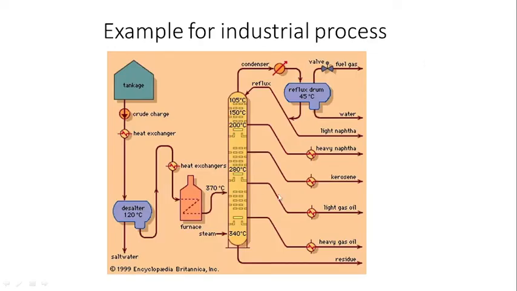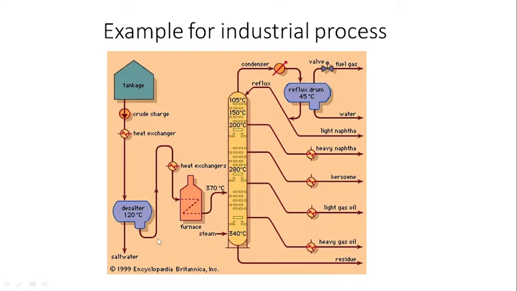This is an example of industrial process. Here we can see that crude oil coming from storage tank is desalted using desalter. Desalting is required to prevent the fouling of the tubes present in the downstream. If salt is present in the crude, then it will cause corrosion and fouling of tubes in heat exchanger.